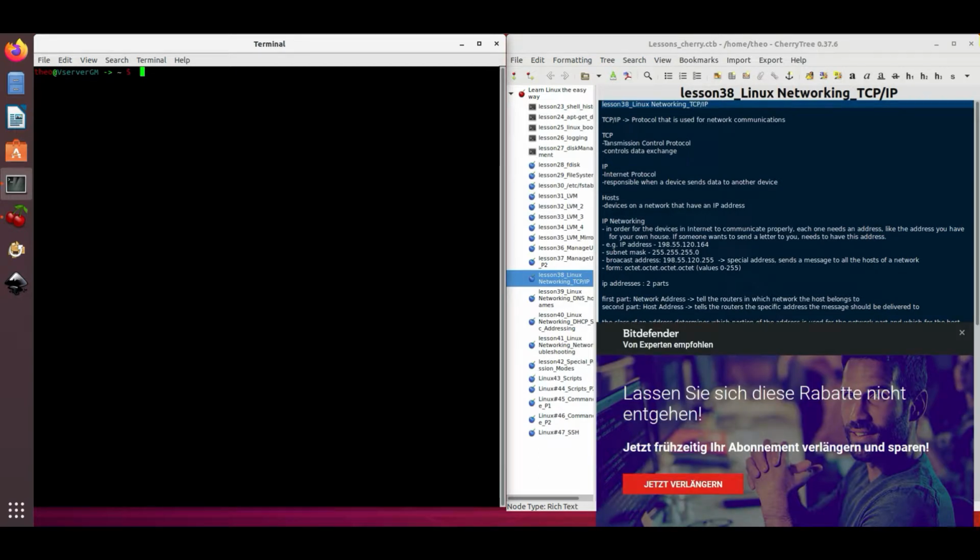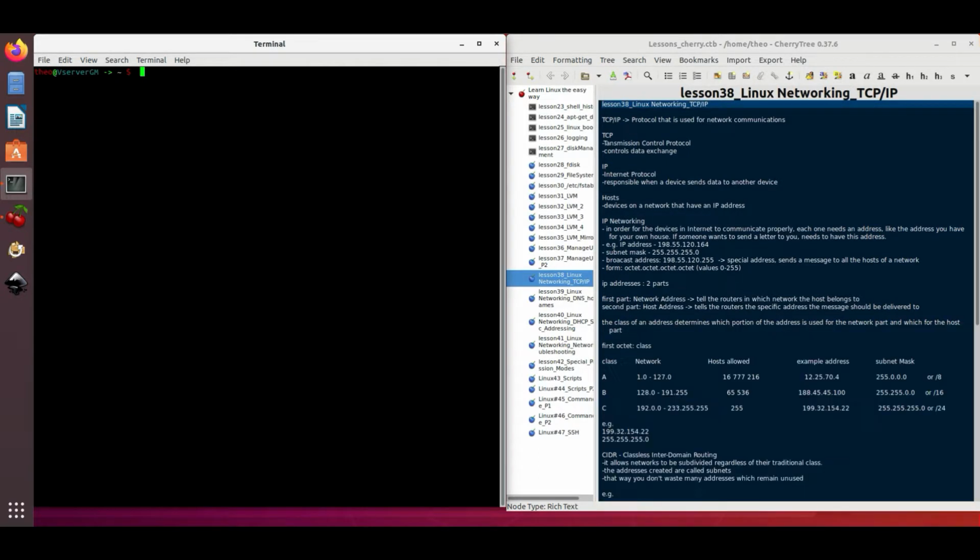The TCP/IP is a protocol that is used for network communications. The TCP is the Transmission Control Protocol that controls the data exchange. The IP is the Internet Protocol, and it is responsible when a device sends data to another device.